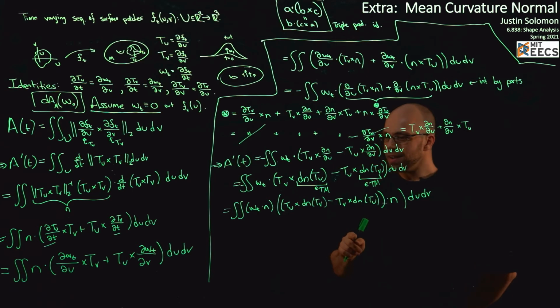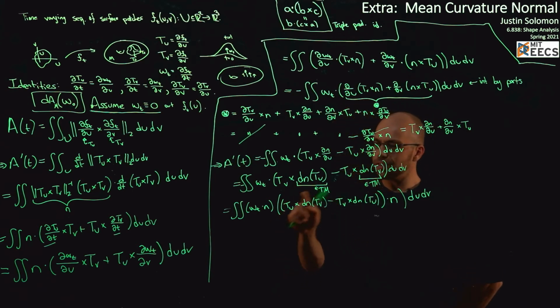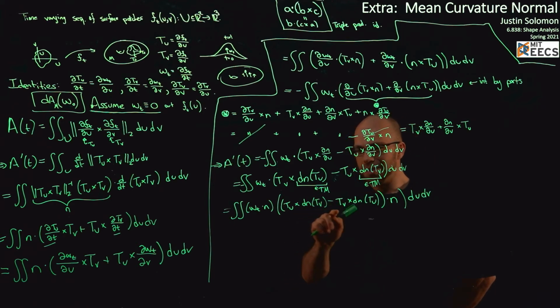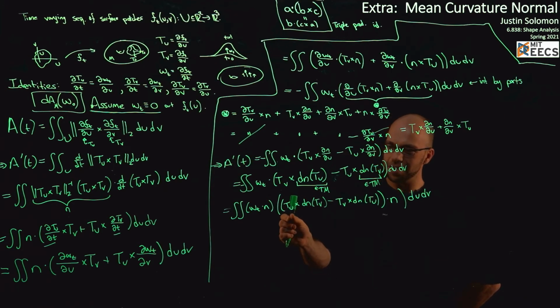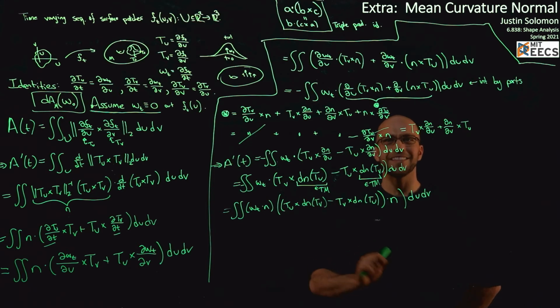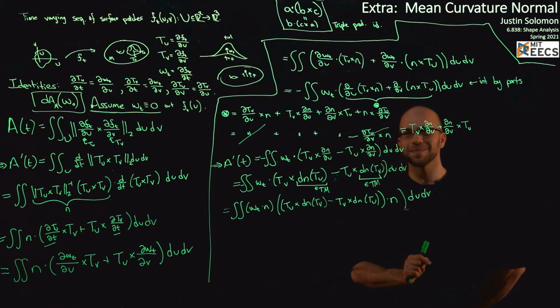And so what is this thing? Well, this is a vector in the n direction whose length is equal to what? The length of this guy times the length of this guy, which is just 1 times sine of the angle between them, right? That's the definition of cross product.